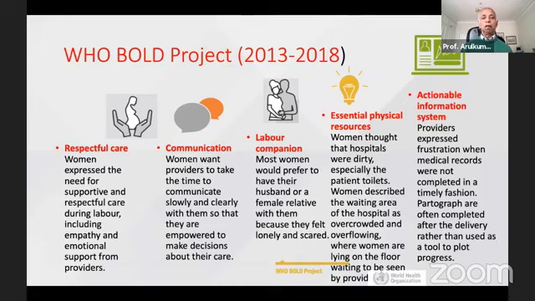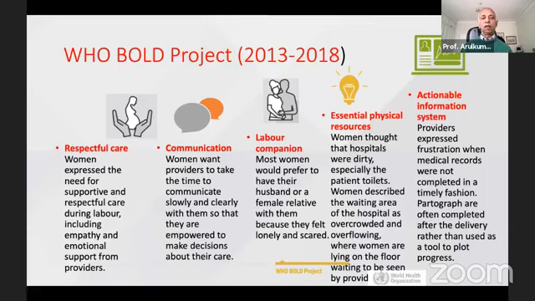Labor companion. Labor companion doesn't mean the husband or the mother or sister standing by. They must perform some duties. Number one, he or she should be the advocate of the patient. So if the mother says, I'm feeling hungry, I'm feeling thirsty, they should be able to get her the food and the water, rub her back, reassure her, and call the attendant, the midwife or the doctor if the review has not been done for some time or if she bleeds or something.